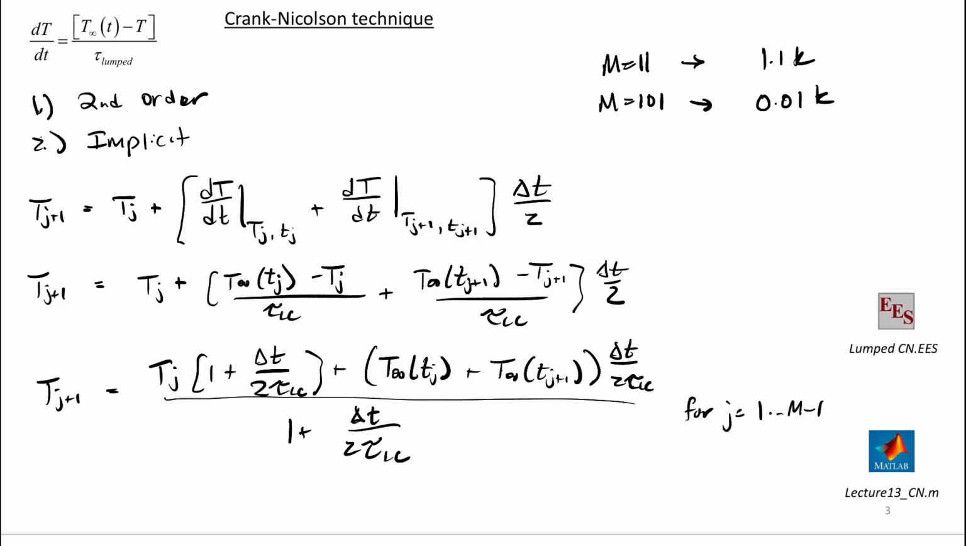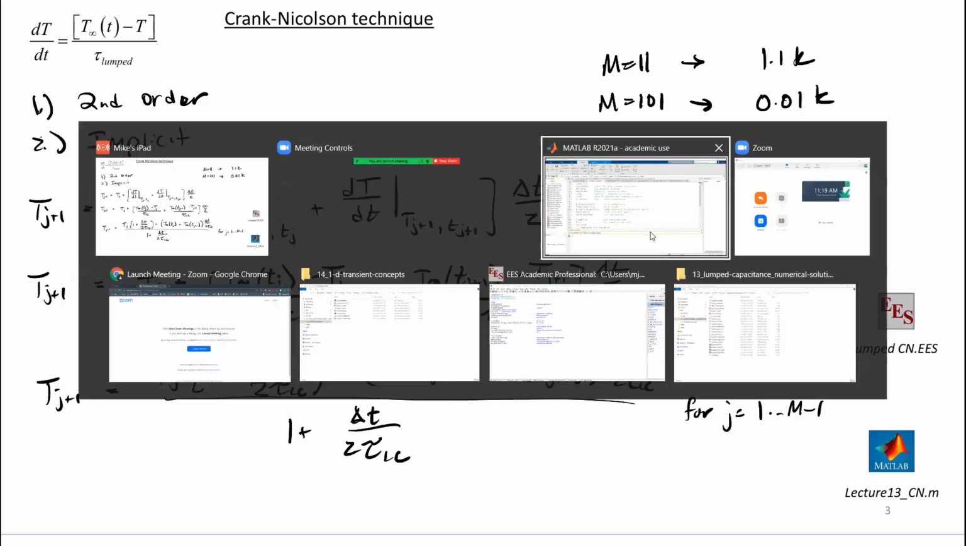Okay, so this is Crank-Nicolson. This is the last of what we call the classical numerical methods. So let's actually look at these in MATLAB real quick.